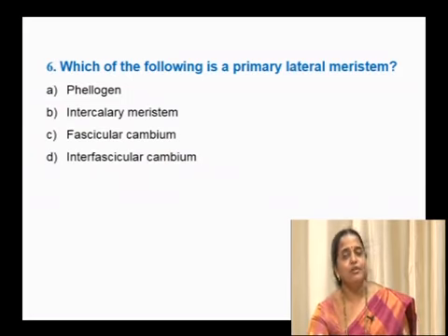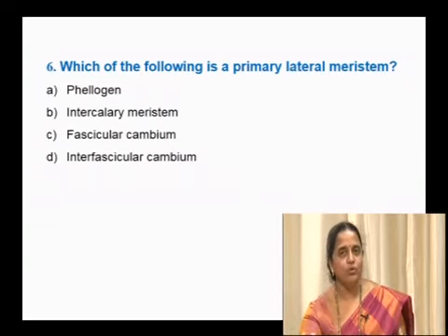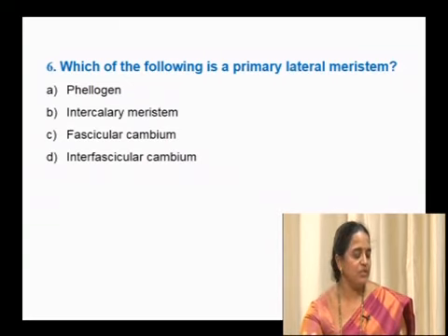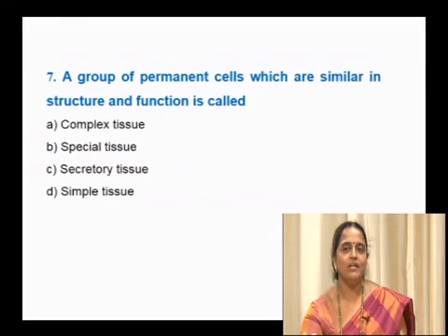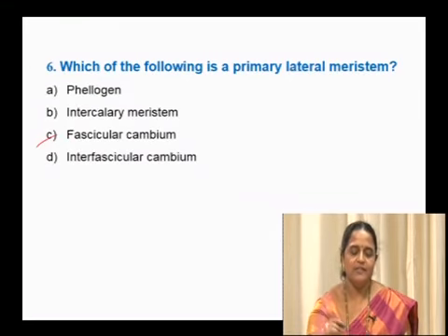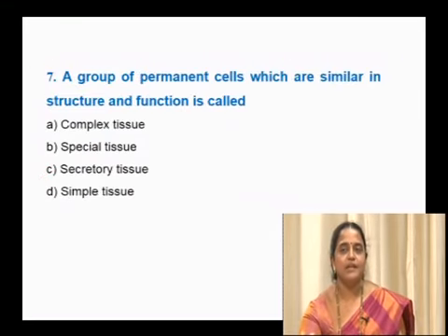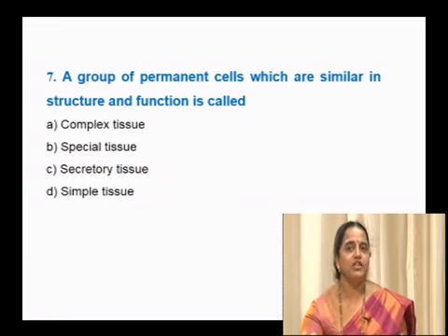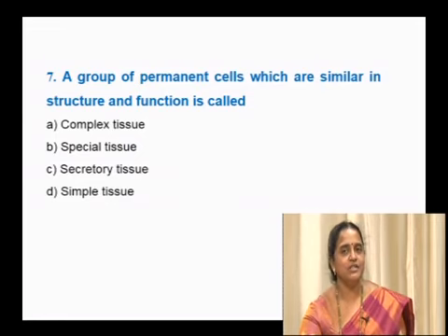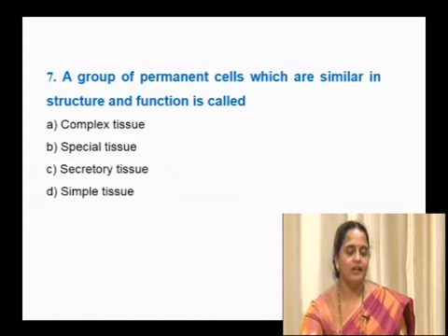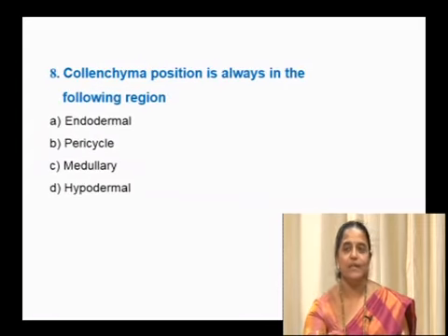As I said, when you look at the dicot stem, the meristem is already available, but for secondary growth, laterally in position, the correct option is fascicular cambium. So, C is the correct option for this. A group of permanent cells which are similar in structure and function. Very easy answer. These are called simple tissues.